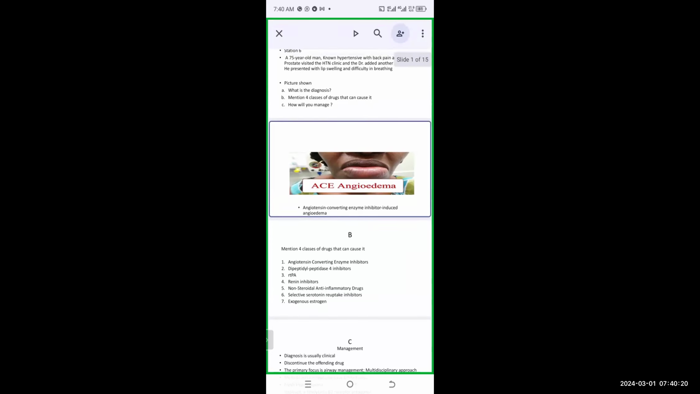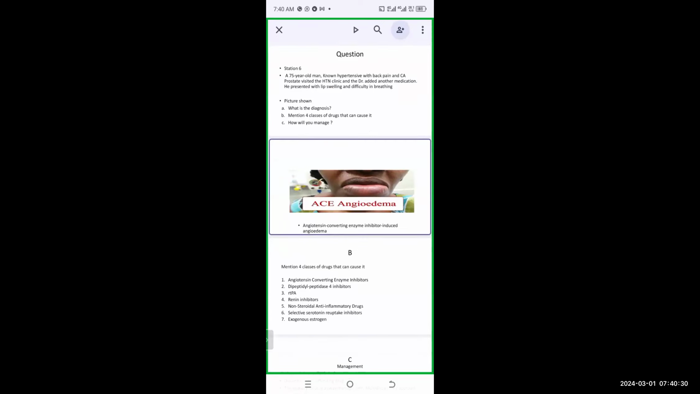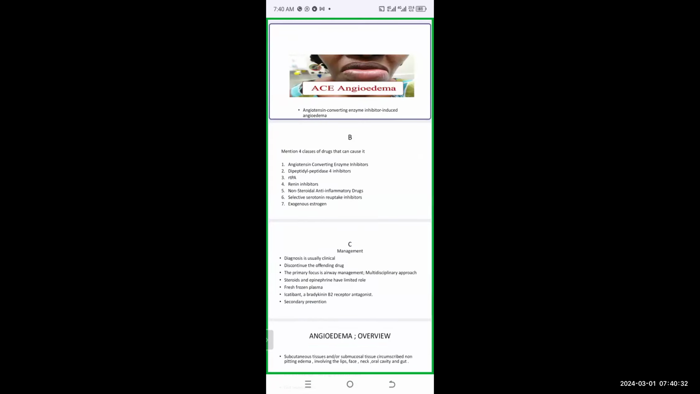The diagnosis in this case is angioedema, and specifically because of the history that was given. It was mentioned that the patient went to hypertensive clinic, so it's fairly safe to conclude that he was given an antihypertensive. And the most notorious for angioedema are the ACE inhibitors. So the diagnosis in this case would be angiotensin converting enzyme inhibitor induced angioedema.